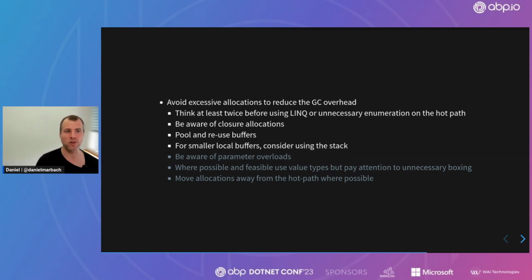Be aware of parameter overloads. And where possible and feasible, use value types, but pay attention to unnecessary boxing. I talked a little bit about that. And the last one is also important: move allocations away from the hot path where possible. Sometimes, if you control things, you can allocate a byte array on the heap, and then you reuse this byte array all over the place. That's also a pretty nifty technique.